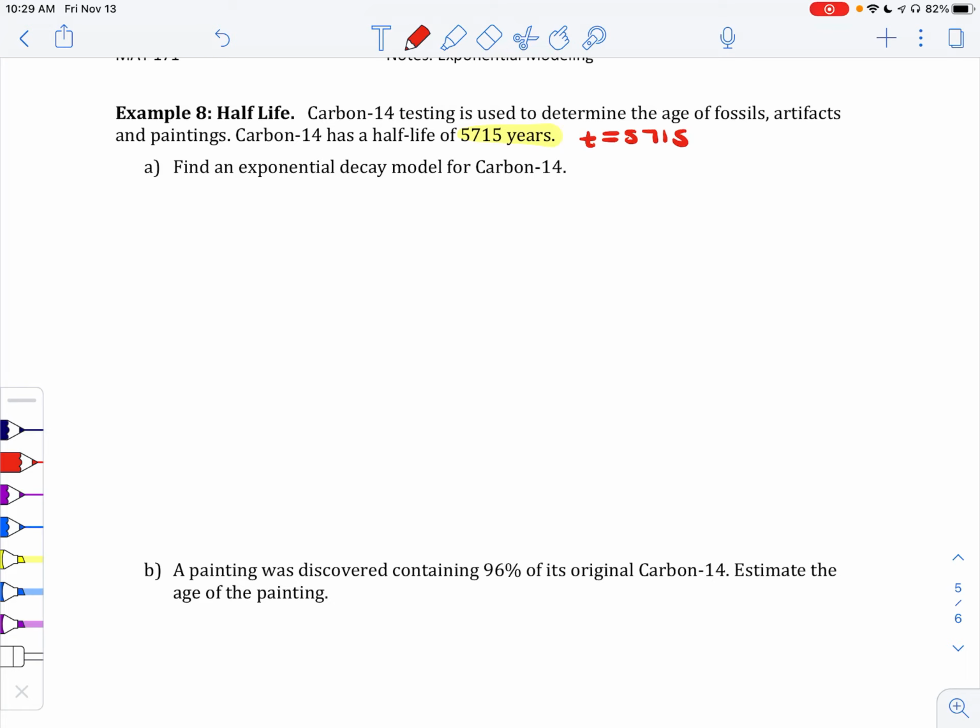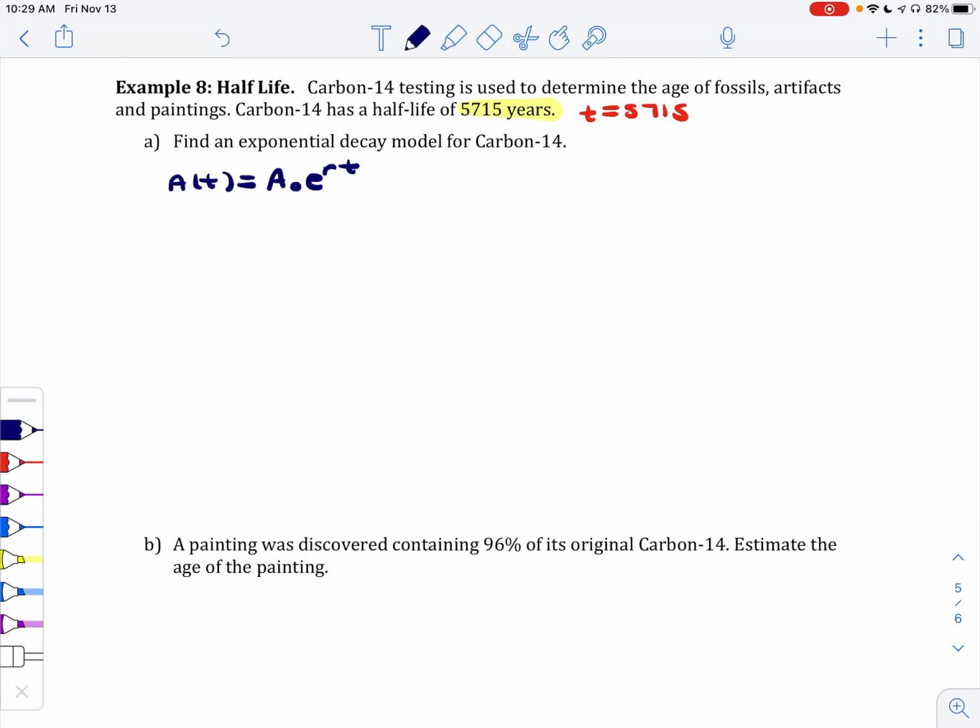Our goal here is going to be to build an exponential decay model for carbon-14. Just like we were using in the last video, our general model for either exponential growth or decay is A of t equals A naught times e to the power of r times t. Now notice on this one, it doesn't give us a specific initial amount. We don't know what A naught is for this problem, so we're just going to have to leave it generic for now.